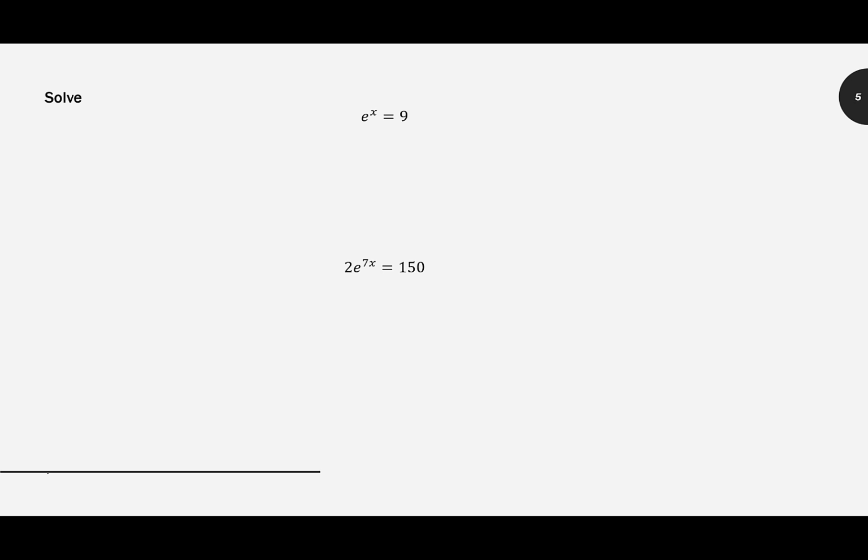So the next one says e to the x is 9. I want to use that rule again of using the natural log, and we're going to do that on both sides. So the natural log of e to the x is equal to the natural log of 9. But when we look at the natural log of e to the x, this is asking what power of e is e to the x, and it's just x. So I want you to get used to the idea that natural log and e kind of cancel each other out, and the x just comes down all by itself. So this says x is the natural log of 9.